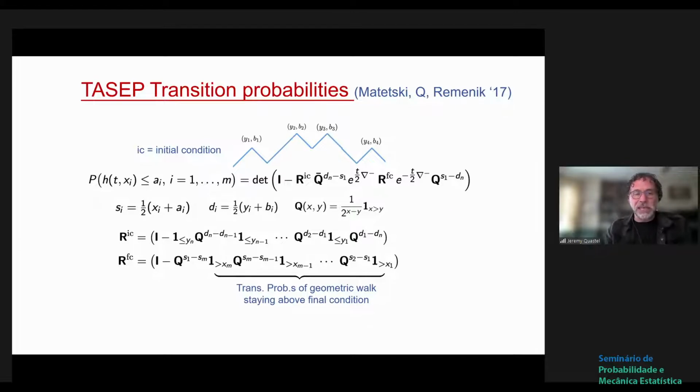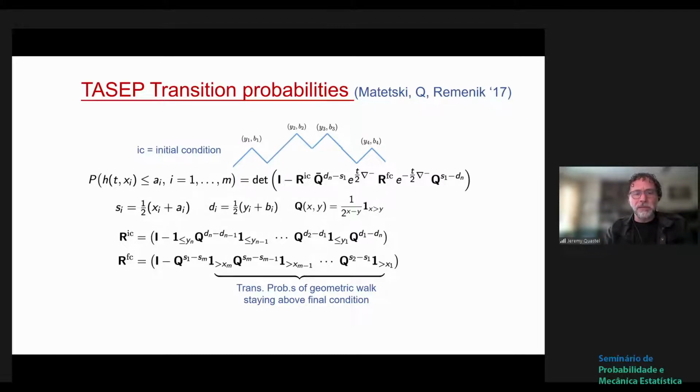There's these things like e to the t over 2 grad minus, which is just the transition probabilities of a Poisson process. And there's this q. Q is nothing but the transition probabilities of a geometric random walk. And then there's this weird thing, q bar.